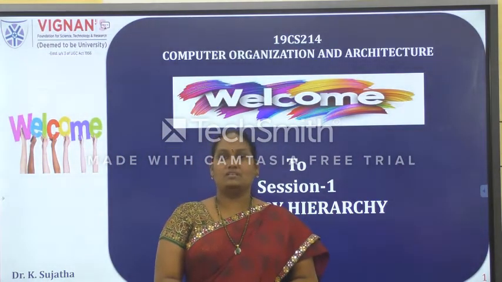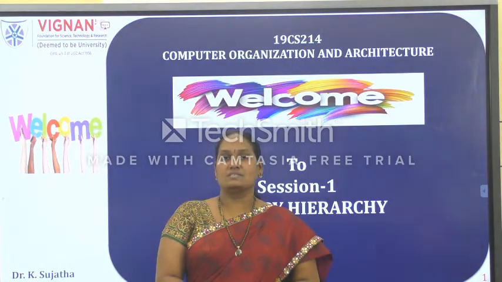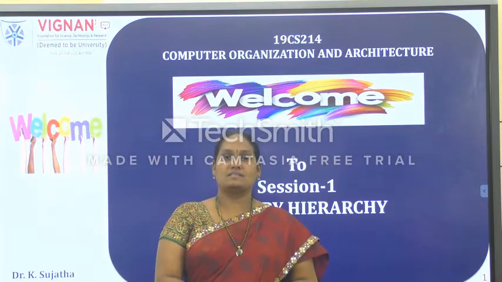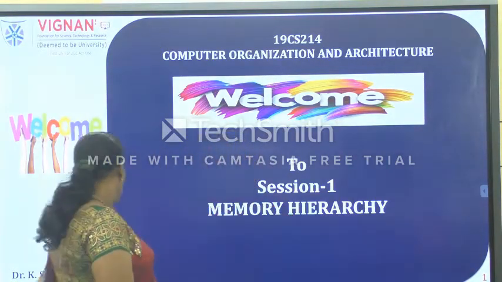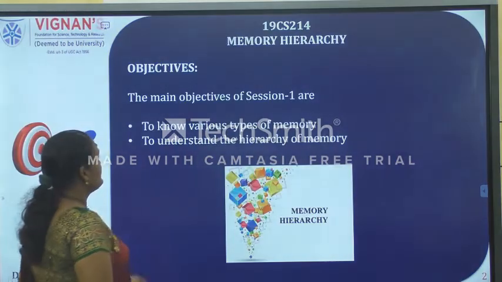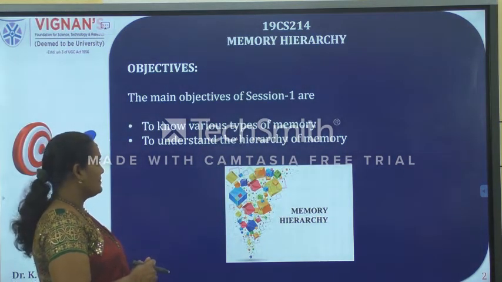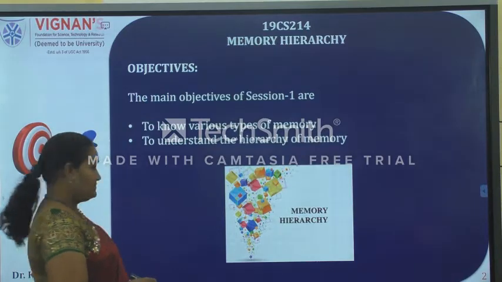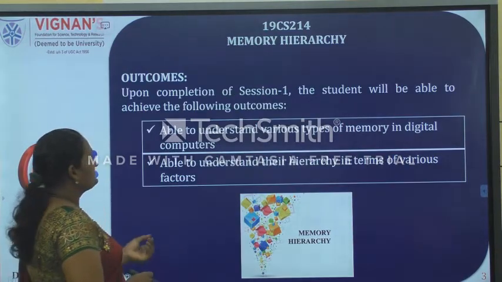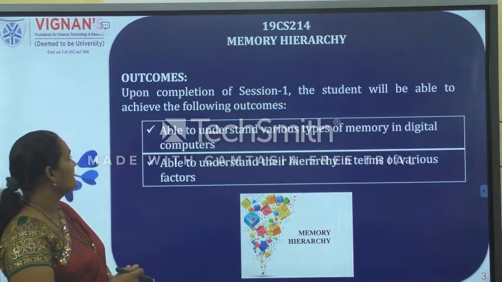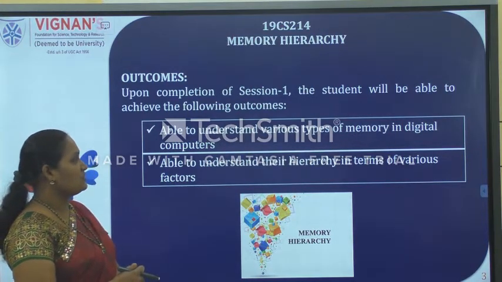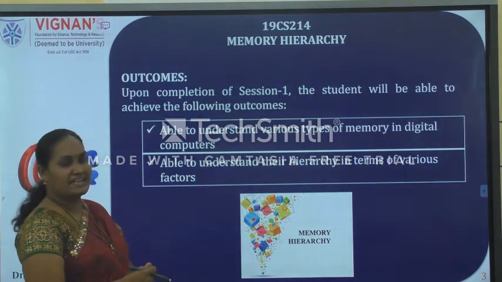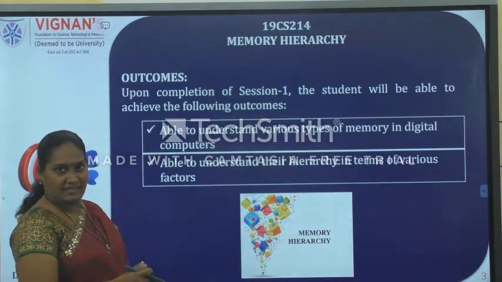Welcome to session 1 of Unit 4 in the course Computer Organization and Architecture. In this session, we are going to discuss memory hierarchy. The main objectives of this session are to know various types of memory and to understand the hierarchy of all those memory types. By following this session, the student will be able to understand various types of memory in digital computers and their hierarchy in terms of various factors such as cost, speed, etc.